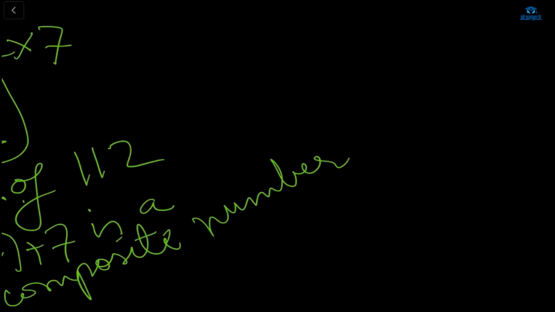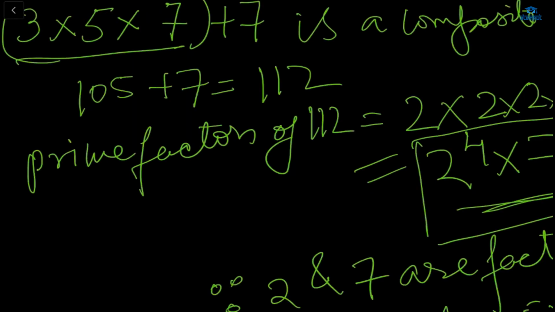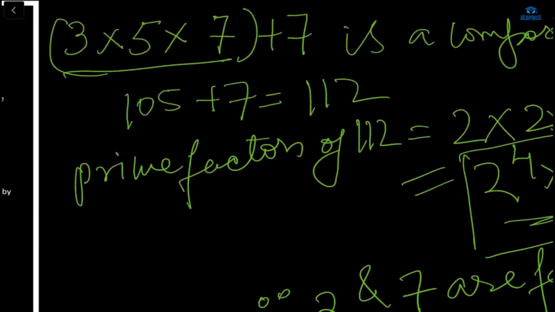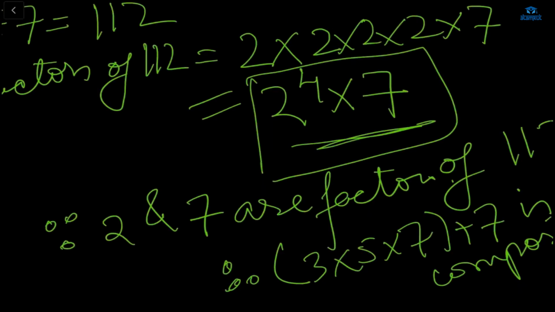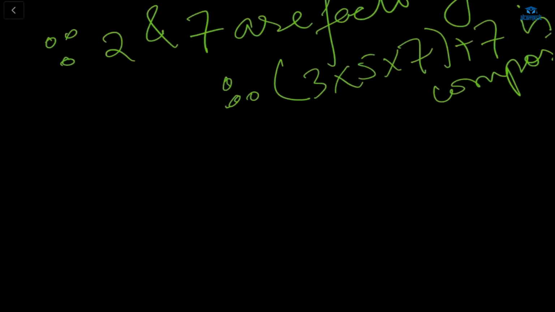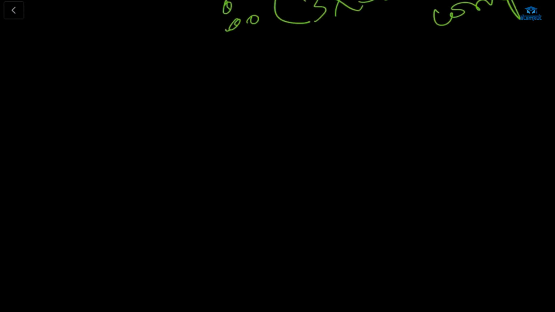Okay, any doubt in this? This is a very easy proof. You just have to find the exact number and then find the prime factors of that number. Since in the prime factorization of the number we have got 2 and 7, it is not a prime number. If the number were 113 and it were divisible only by 1 and itself, then you could say that it is a prime number, not a composite number. But since 2 and 7 are its prime factors, the number is a composite number, not a prime number.